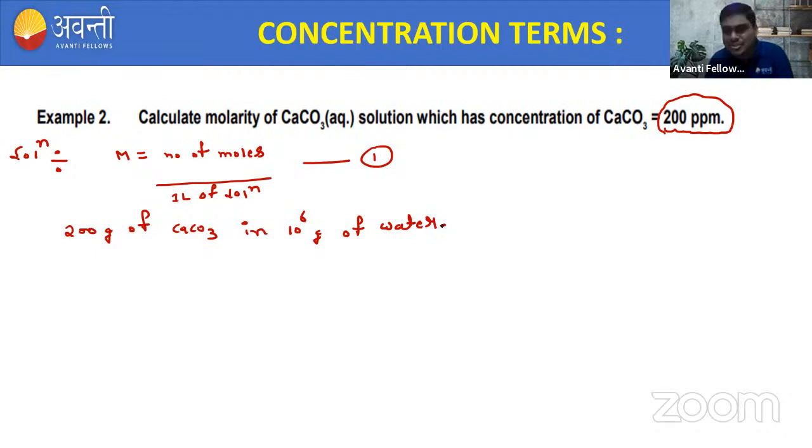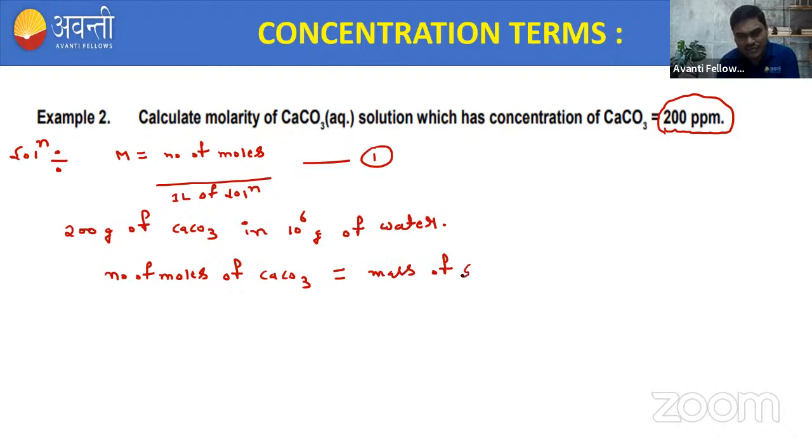Did everyone understand? What do you mean by this 200 ppm? So 200 ppm means 200 gram of CaCO3 in 10 raised to the power 6 gram of water. So can you calculate the number of moles? Anyone? How will you calculate the number of moles? Yes. So we can calculate the number of moles of calcium carbonate. What is the number of moles of calcium carbonate? That is mass of the solute upon molecular mass, that is mass of solute, or we say calcium carbonate, divided by molar mass.